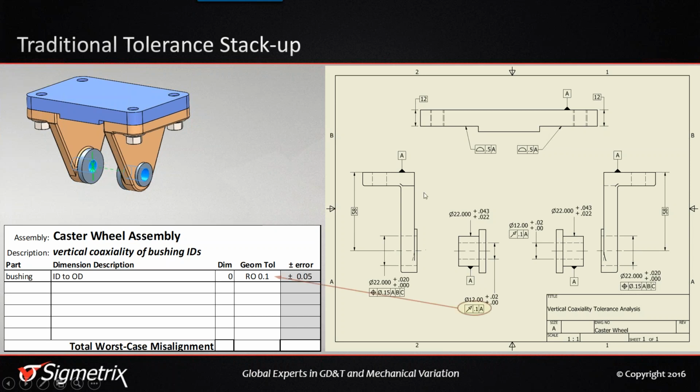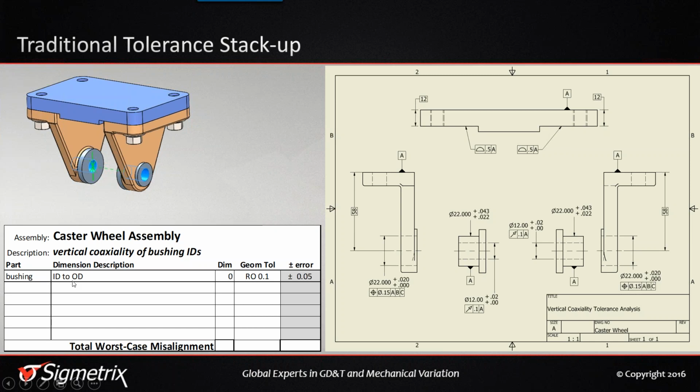All right, so to do this manually, we basically start at one side of the bushing or another, find the loop of parts and the loop of dimensions on those parts to get to the other side. So the first thing that we see is the ID of the bushing is controlled with a runout of 0.1 to the OD. If I were to do this with a spreadsheet, it might look very much like what you see in the lower left corner.